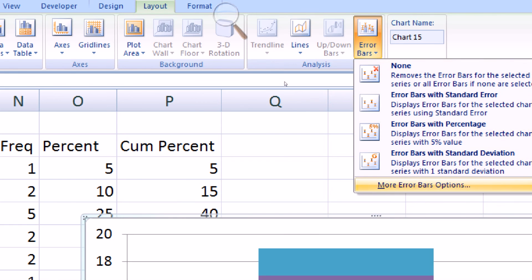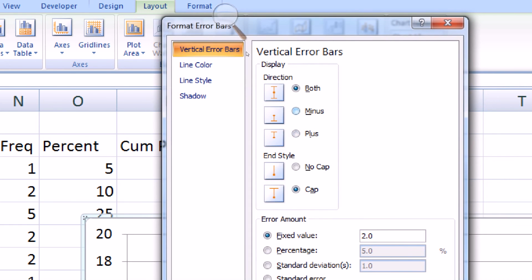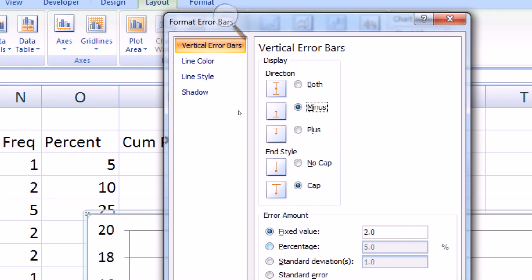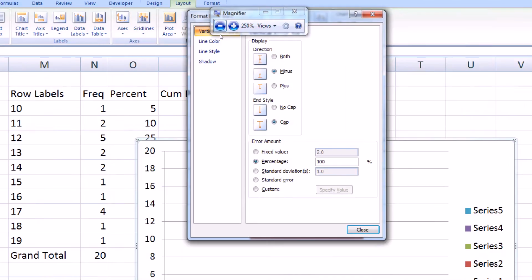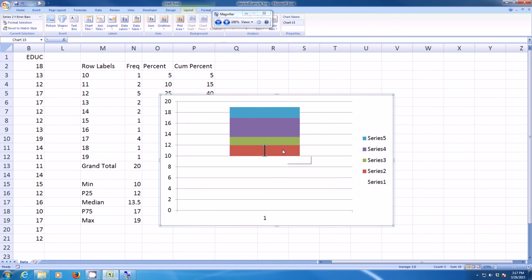And we're going to go to More Error Bar Options. We're going to use a minus error bar. And down here, we're going to go to percent and type in 100%. And then we're just going to click Close. That's going to make an error bar extending from the 75th percentile down to the minimum. And so this is going to be our lower whisker.